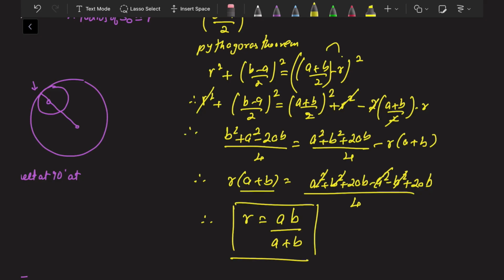So it is also a nice relation, that is what would be the radius of this circle that has been fitted in such a way between the circumference and the diameter. Okay, let me just introduce a box over here.